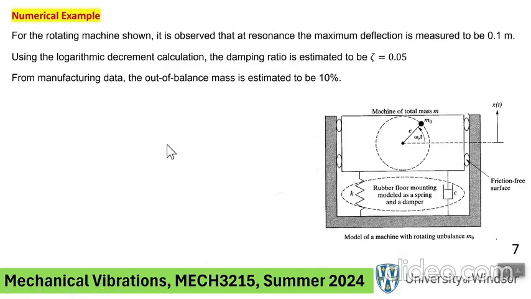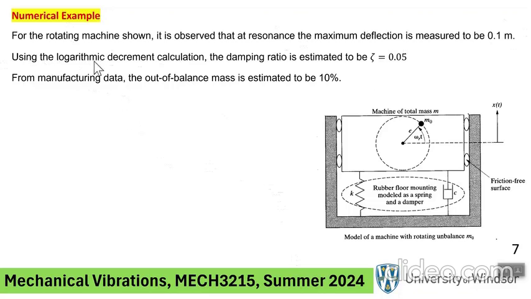Okay, so this is going to be our first example, and it says that we have a rotating machine that the maximum deflection at resonance is found to be 0.1 meter. So when the value of R is equal to 1, that means at resonance, the deflection, big X, is equal to 0.1. That's what the first line says.